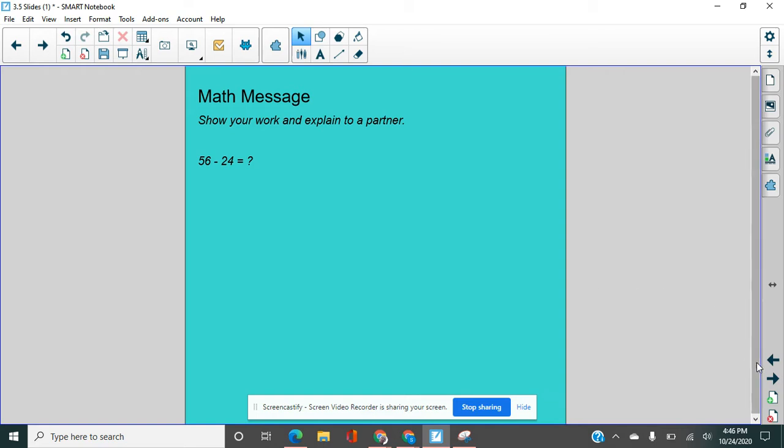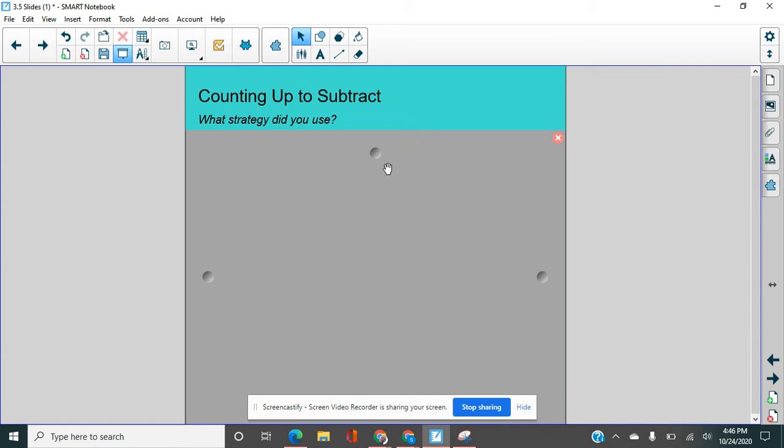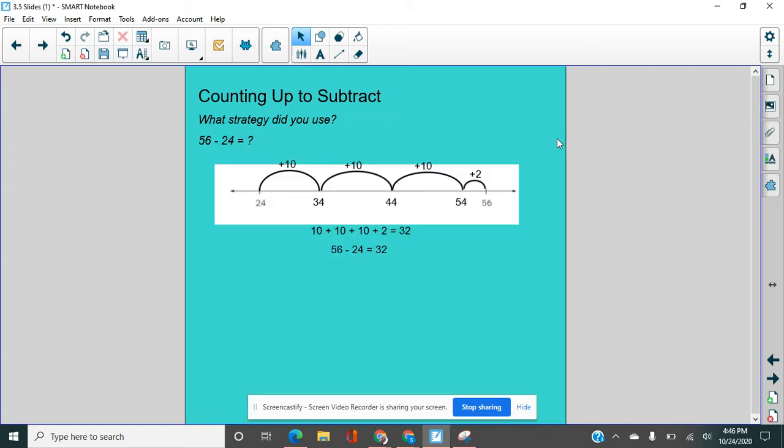All right, today what I would like to show you is a counting up strategy. And if you did something different, it doesn't mean that your method was wrong or that this is better or that yours is better. It's just another idea for subtracting numbers, right? Because when we're subtracting, we're really finding the difference.